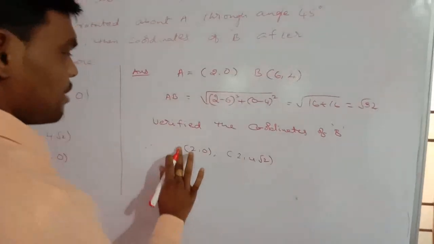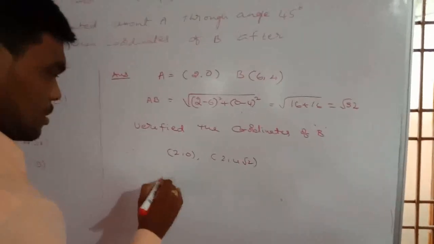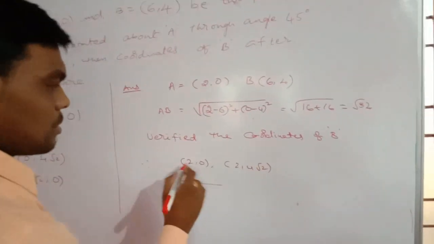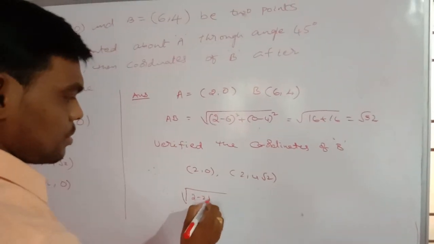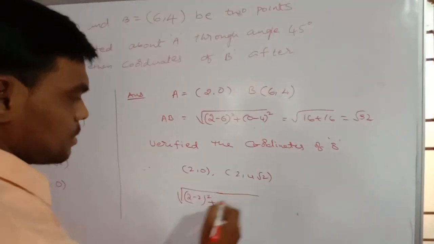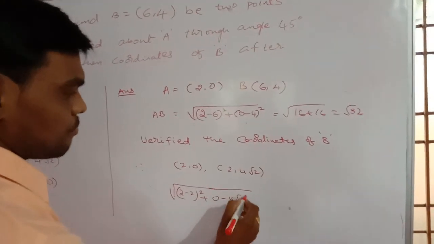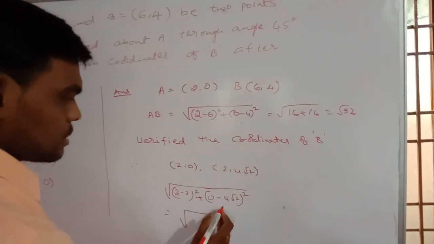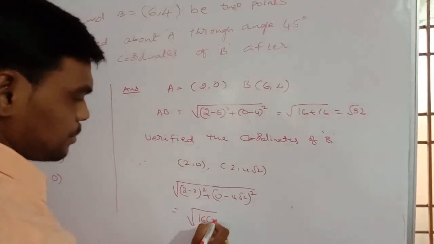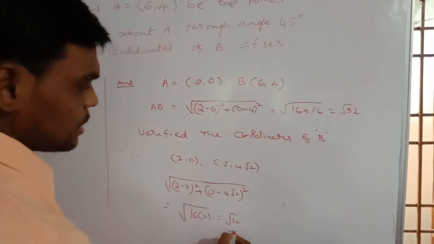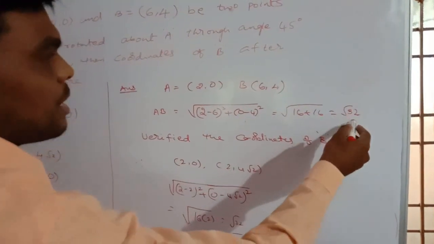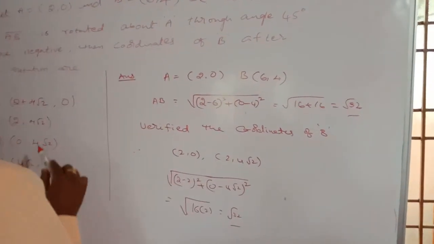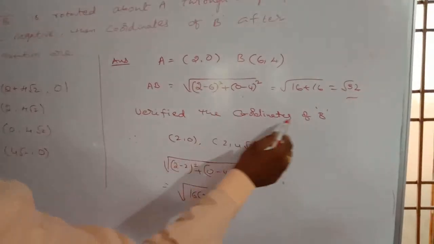Now the distance between the 2 points: 2 minus 2 is 0, whole square, plus 0 minus 4 root 2 whole square. This is 0 plus 16 into 2, which is root 32. So the distance AB is root 32 and the coordinates of B are verified.